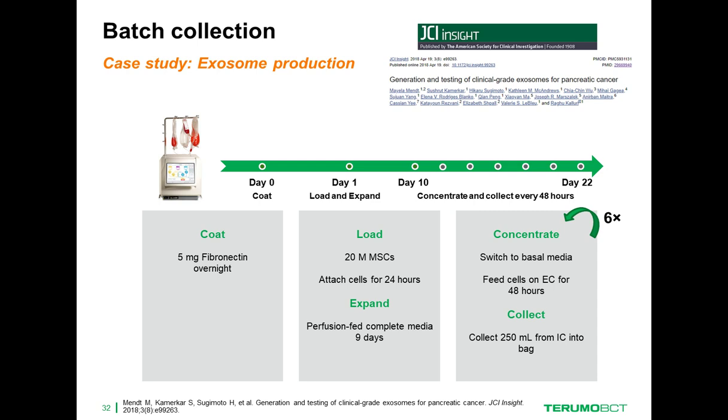Cells were fed via the EC site while the IC site was kept very quiet and closed to allow the build-up of exosomes. At the end of 48 hours, 250 mL of product was pushed out of the IC loop into a bag. This was repeated another 5 times in the next 10 days.